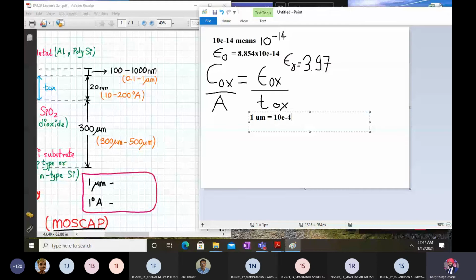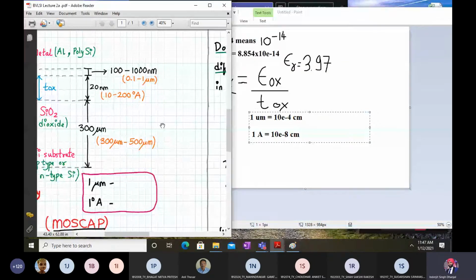And what is 1 angstrom? So 1 angstrom is given by 10 raised to minus 8 centimeter. So 10e minus 8 centimeter. So please kindly note down these two constants also. So 1 micrometer is given by 10 raised to minus 4 centimeters and 1 angstrom is given by 10 raised to minus 8 centimeter. Okay, so let us proceed further now. I hope that you all have noted it down.